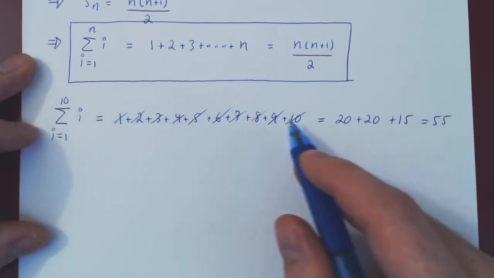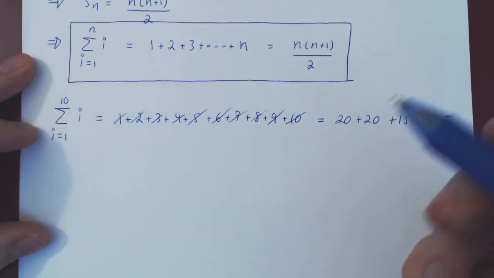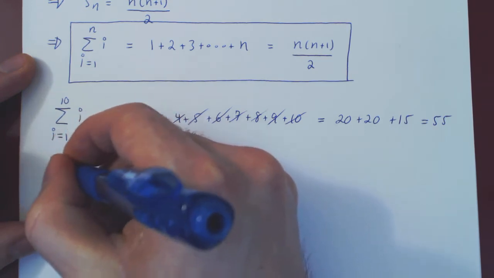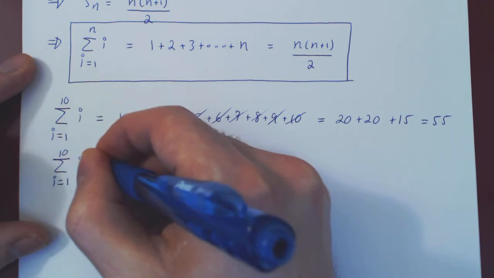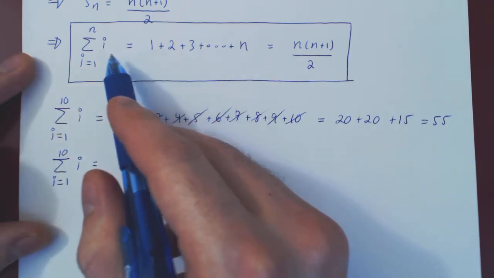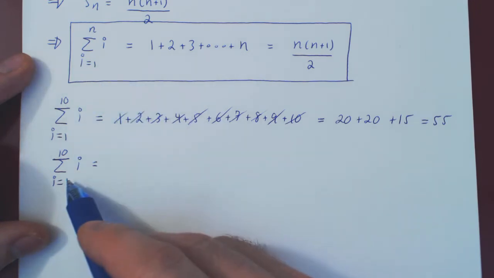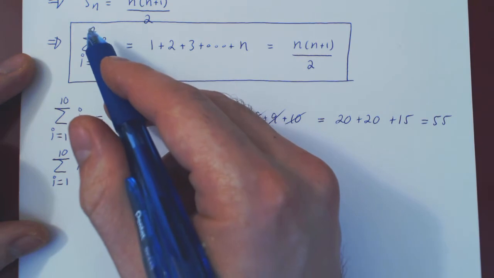This was brute force adding up the 10 terms. It was not too bad. Let's see if we can do better with our shortcut formula. We are summing i from 1 to 10. And now we can bypass the sum, right? This is sum from 1 to 10, and we're summing i. Now here n is 10.